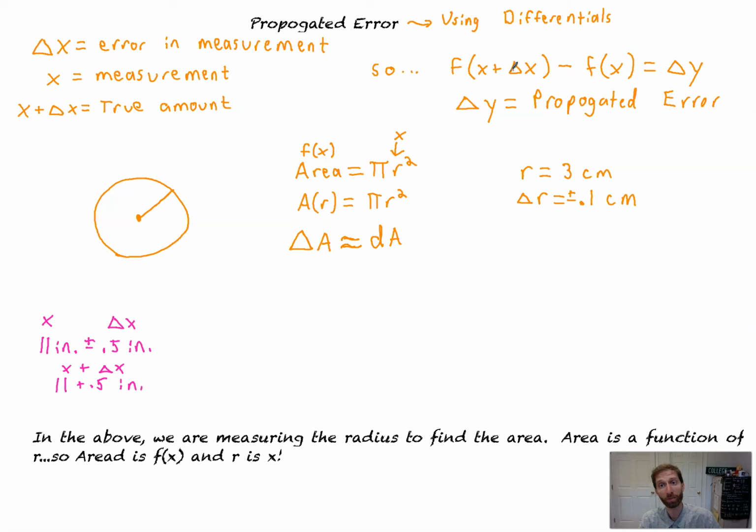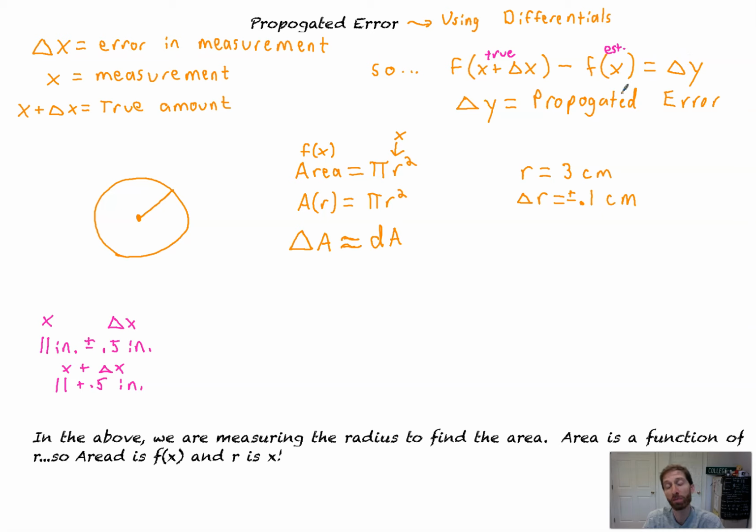Okay, so what is propagated error? Well, propagated error would be if you have an entire function that we're using to calculate, I don't know, something like the area of a circle. So you take the true value, so this is the true measurement, the true amount, plug it into the function that gives you area or volume or whatever it is, and you subtract from that the estimated amount. And if you take the true value minus the estimated value, you're going to get a change in those values. That's delta y.